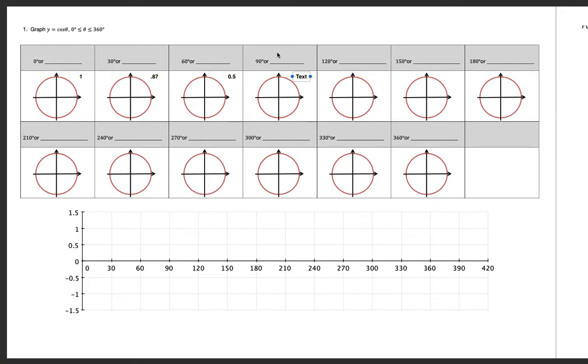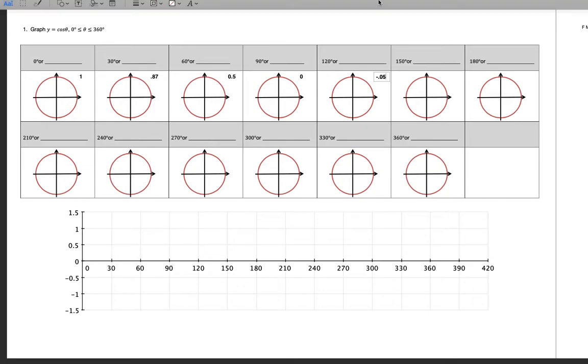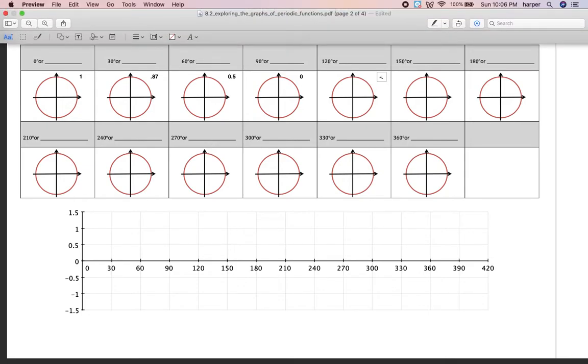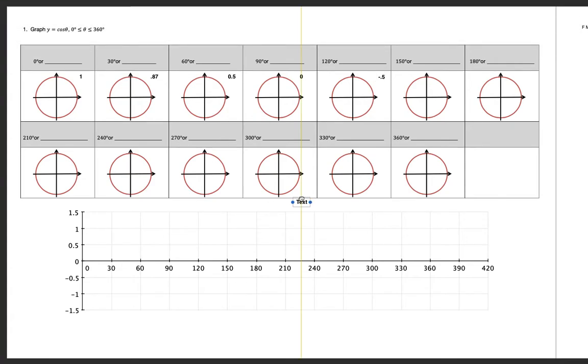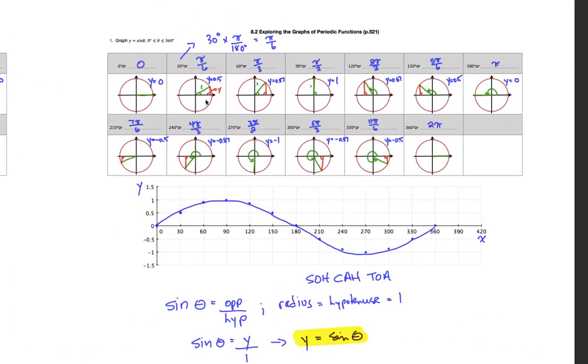Let's do 90. So remember, these blue numbers, those pi's are the same. So please tell me that you already copied that down. Cos 90 on our calculator is 0. Oh, weird. Cos 120 on our calculator is negative 0.5. Oops, I skipped 150. Cos 150 is negative 0.866. Now, I'm going to stop there.